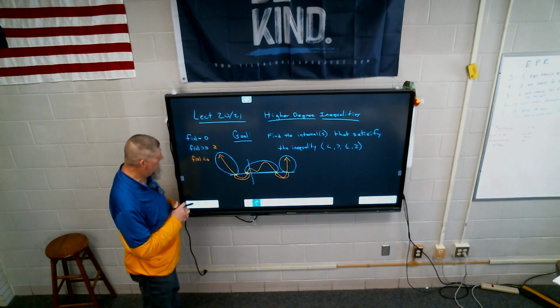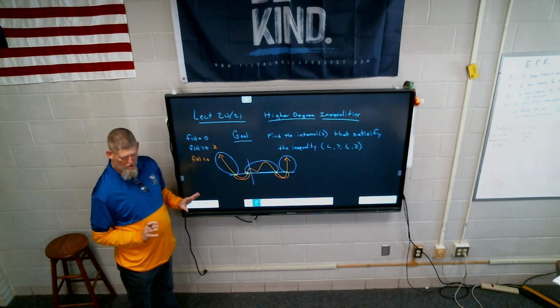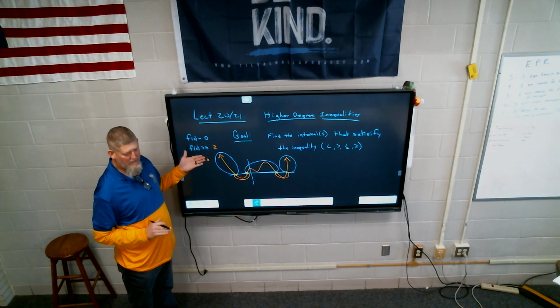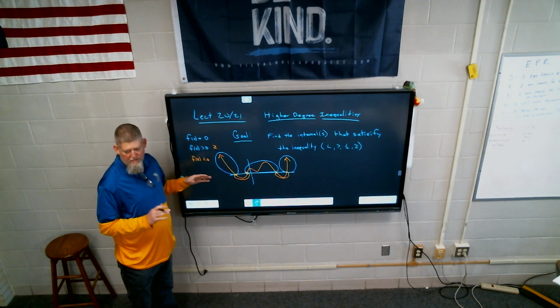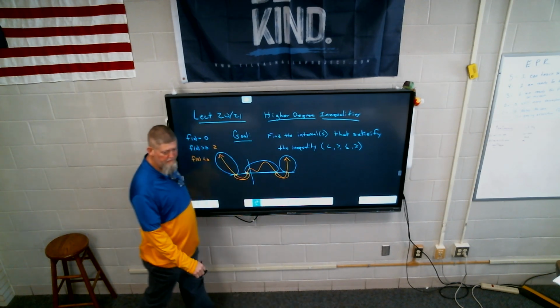Okay, do you understand what we're looking for? We're looking for values that are above the x-axis or below the x-axis of some polynomial.